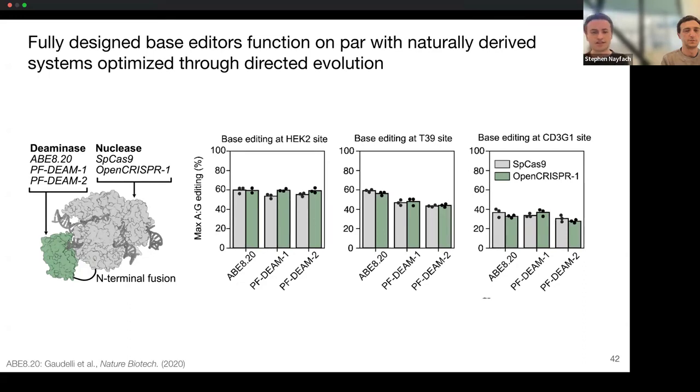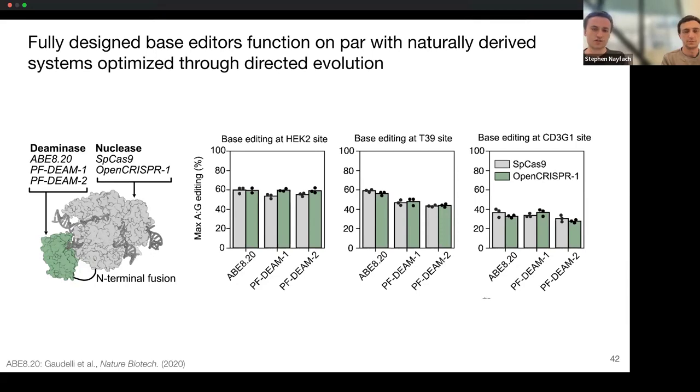So we did this at 3 sites. In the bars on the right side of the slide, we have the different nuclease components indicated by the color of the bar. So gray means a base editor was using SP-Cas9, and green means it was using OpenCRISPR-1. And then along the x-axis for each set of bars, we have the deaminase domain that was paired with that nuclease. And in general, the biggest takeaway is that OpenCRISPR-1 works well in this context.